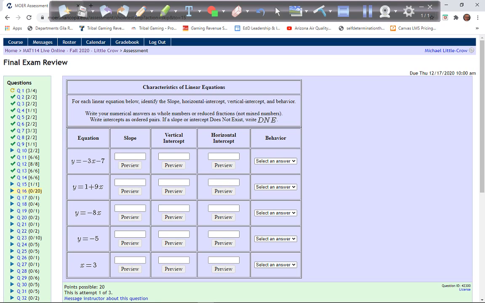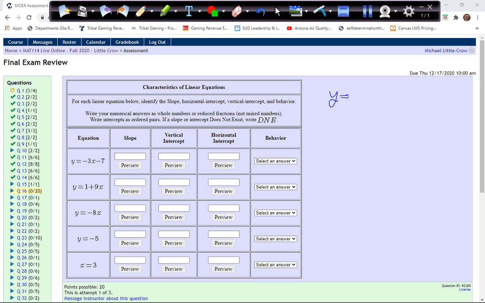Oh, a lot of these. Okay, so we're talking slope, vertical intercepts, and horizontal intercepts. So first of all, slope is the number in front of the x. So remember, because we've got this y equals mx plus b, the m, that's our slope. That's the steepness of the line. This value by itself is actually going to be the y-intercept, the vertical intercept.